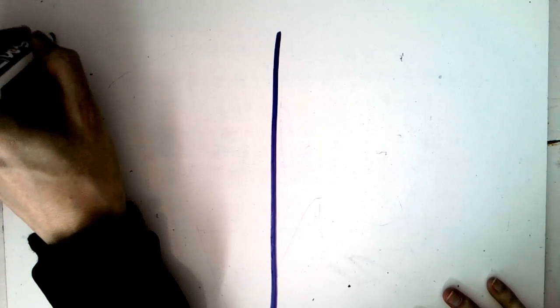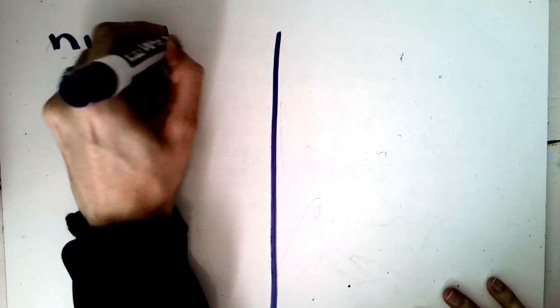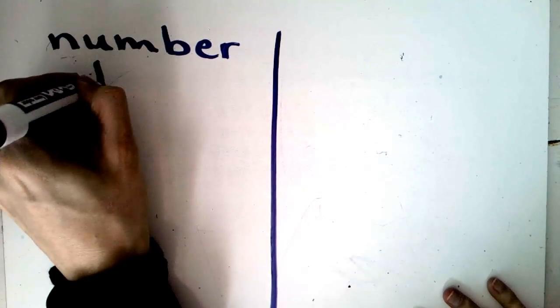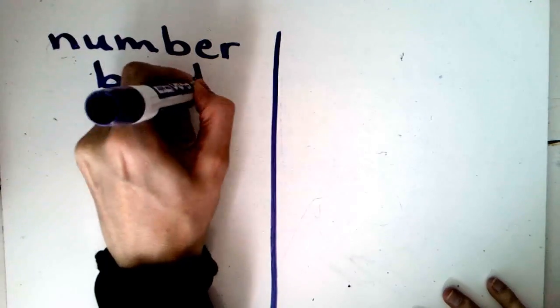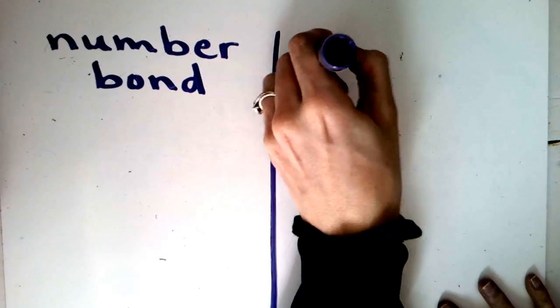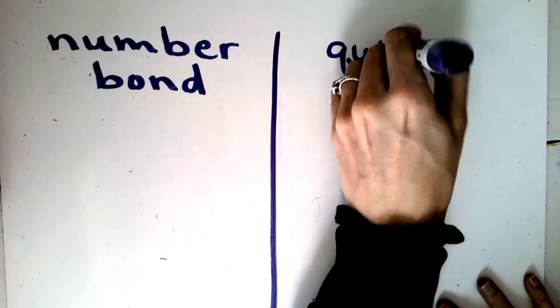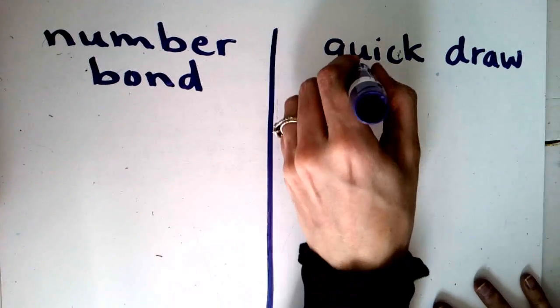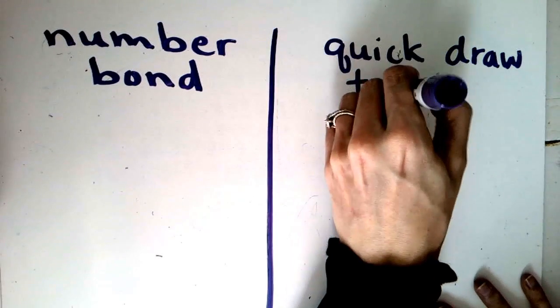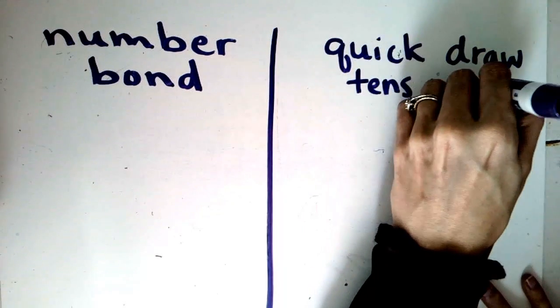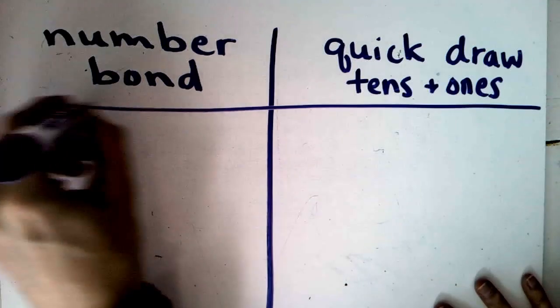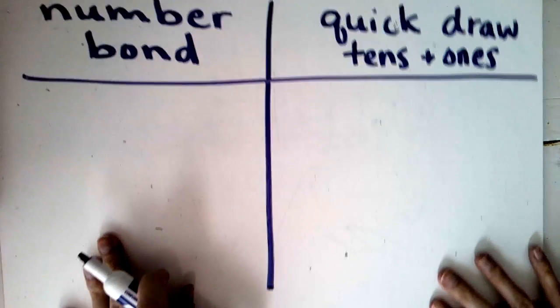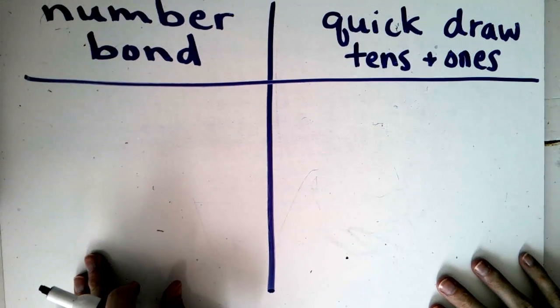So, over here I'm going to label number bond strategy, okay, quick draw strategy. We also call quick draw quick tens and ones. Okay, there we go. Let's take a peek at an example of each of them again.